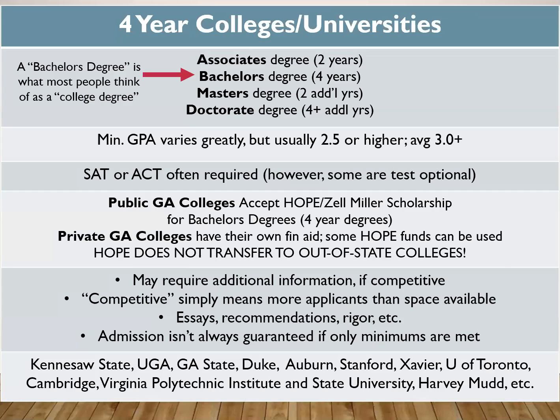So at public colleges in the state of Georgia, you can get Hope Scholarship, Zell Miller Scholarship to help pay for your degrees, your bachelor's degree. And then private colleges, they're going to have their own financial aid. You can use some Hope funds at the private schools in Georgia.